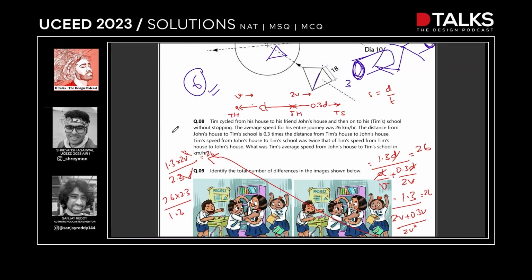I am not taking this 2 down. Why? Because we need the value of 2v itself. We need the value of the speed. So 2v is 46. Yeah, that is the answer, I think. That is the answer, absolutely.